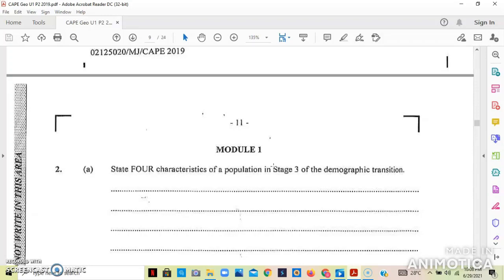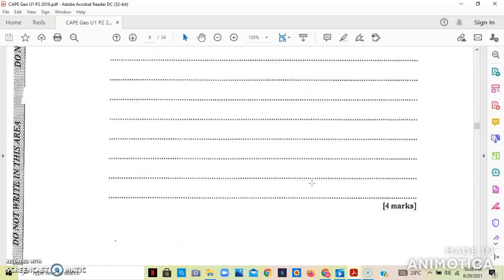So let me go over the characteristics. The birth rate gradually decreases. Population growth continues but at a lower rate. Death remains low and steady. Economic condition in the country has improved. The status of women has also improved, and the population now has access to contraceptives. Let us look at Part B.